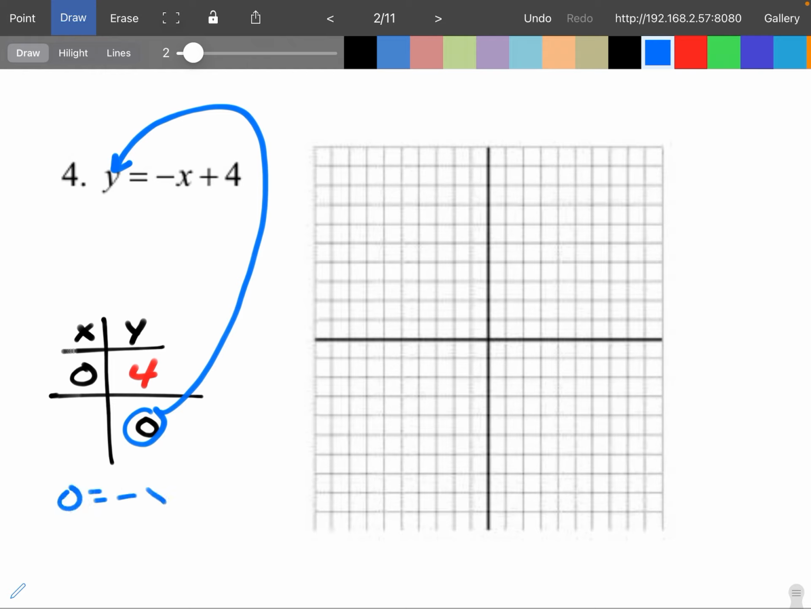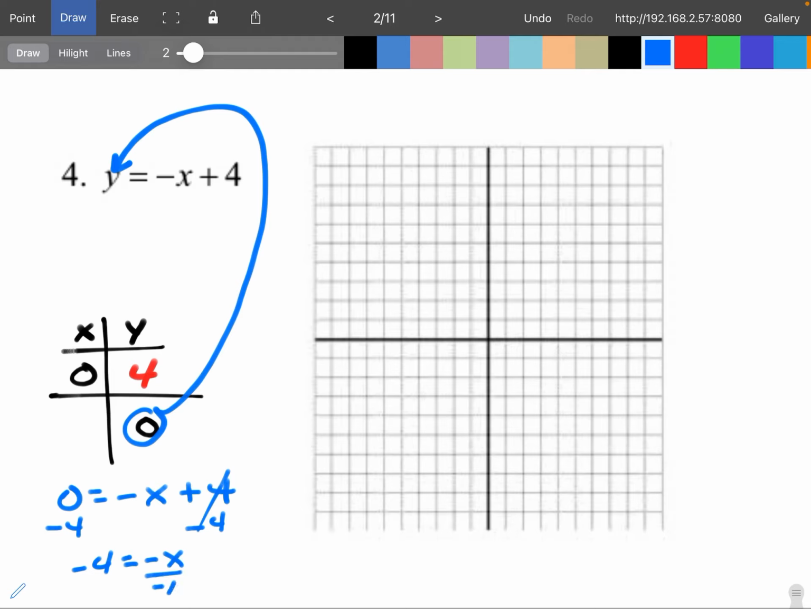Now this one's a little bit more tricky to get the x-intercept. So you're going to plug in the 0 for the y. So you're going to take this 0 right here, and you're going to plug it in right there. So if you do that, that's going to look like 0 equals -x plus 4.